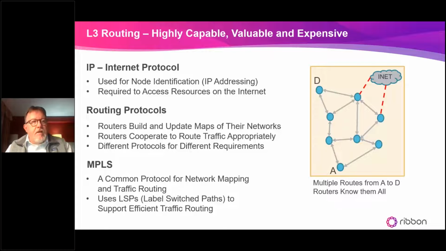Okay, moving on to layer 3 routing. So routers, as I've said in earlier presentations, routers are the most capable boxes out there. You can do virtually anything with a router, but the situations where you would want to are extremely rare because they're very expensive. They're very capable. They're very valuable. Where you need a router, you absolutely have to have a router. You can't put anything else in there. But all of that comes at a cost, right?